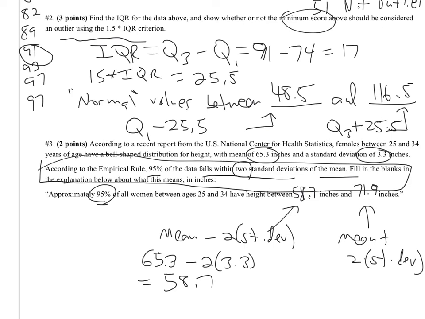Remember, there were really 3 statements from the empirical rule. One told you what percentage of data fell within 1 standard deviation. This statement tells you what percentage of the data falls within 2 standard deviations. And there was a third statement that said what percentage of the data falls within 3 standard deviations. So those 3 statements together make up the empirical rule. And again, it only applies to what we call bell-shaped distributions.